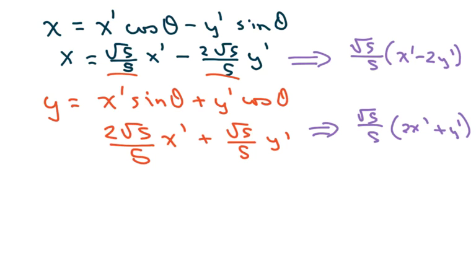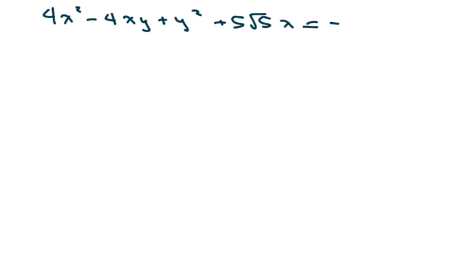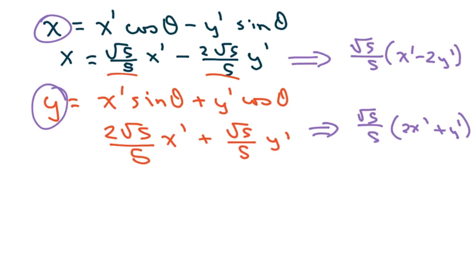Okay, so now we know what x and y are, and now we're going to actually eliminate the x and y. So we're going to plug in our formula, and our formula again was 4x squared minus 4xy plus y squared plus square root of 5 x plus y plus 5 equals 0. And I'm going to go ahead and move the 5 over, because remember, these are conics, so I'm going to move that 5 over, negative 5. Now I'm just going to plug in my x and y from here, which here's my x and here's my y.